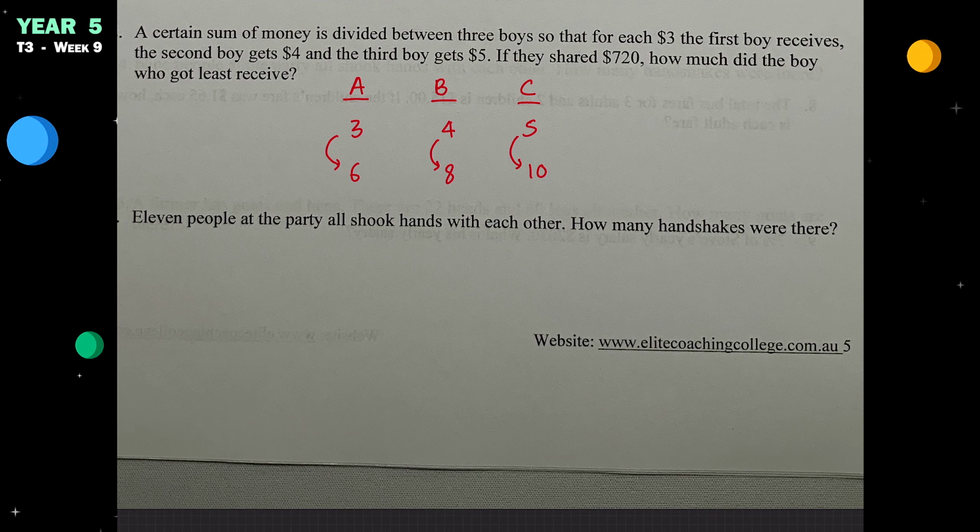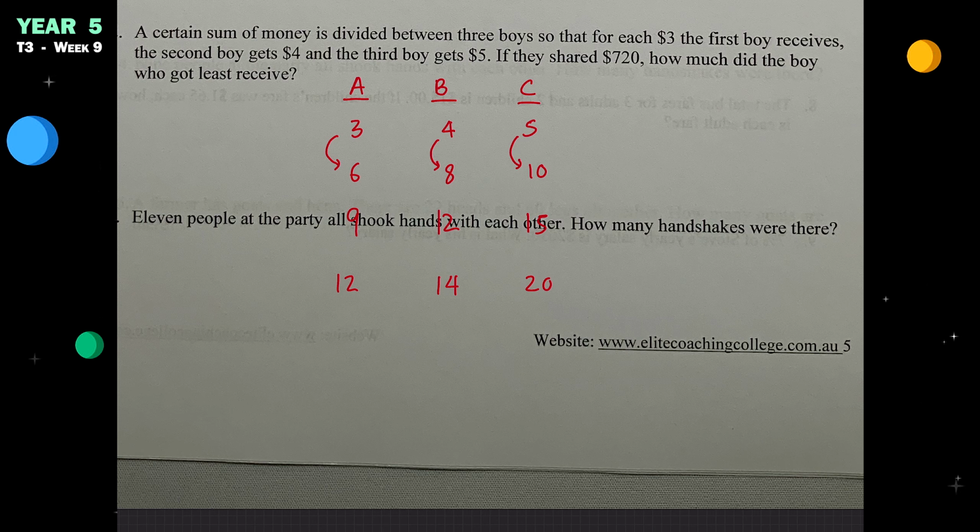Next one, if boy A gets another $3, that makes 9. Boy B will get another $4, that makes 12, and another $5 will get 15. And we just do another row. This will be 12, 16, and 20, and so on.